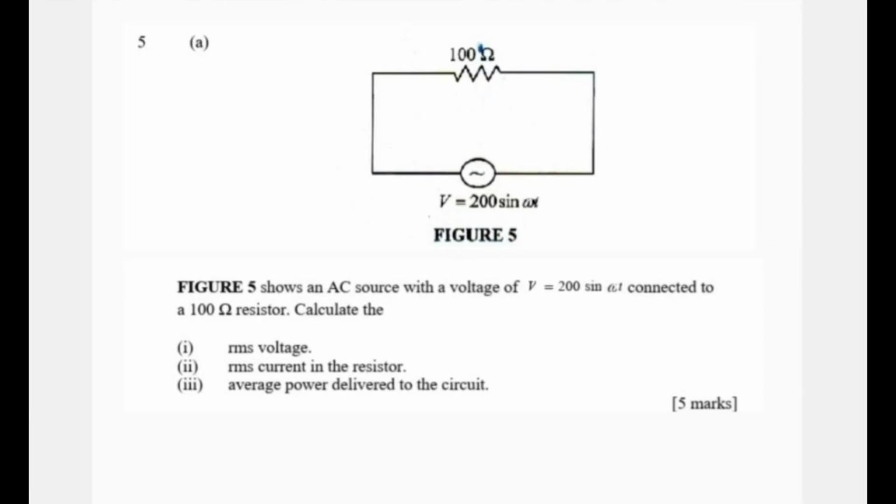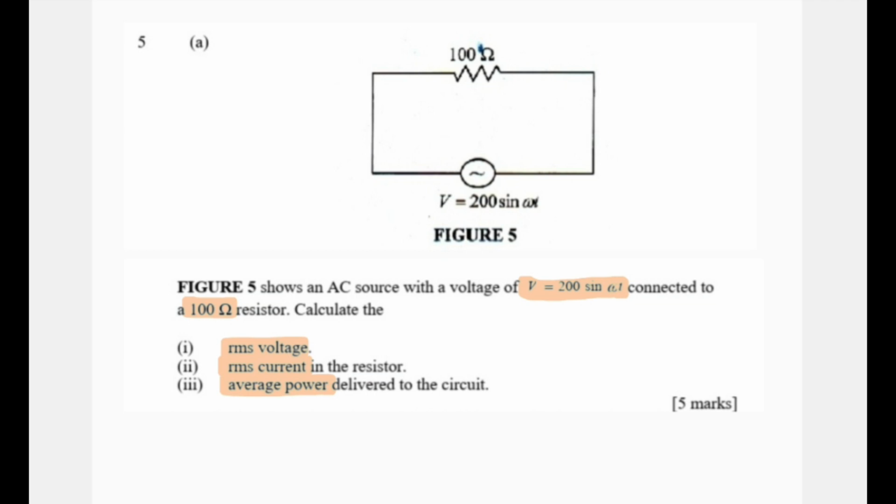Everyone, here we have a question of chapter alternating current. We are given a circuit which shows an AC source with a voltage of V equals 200 sine omega t connected to a 100 ohm resistor. We have to find RMS voltage, RMS current, and average power delivered to the circuit.